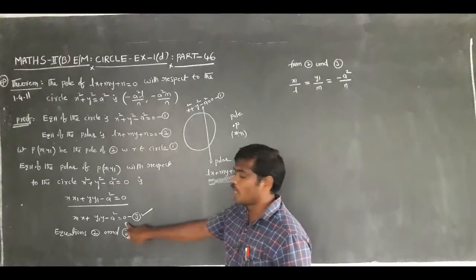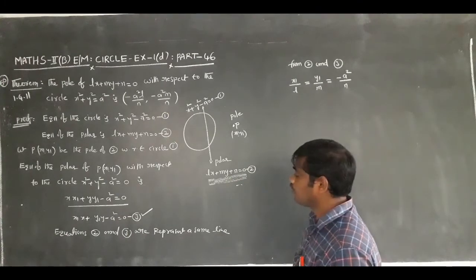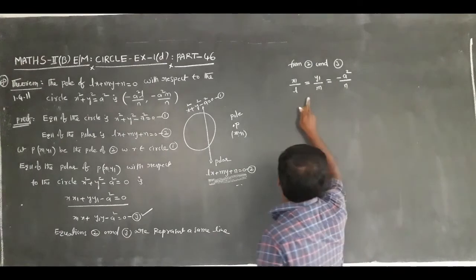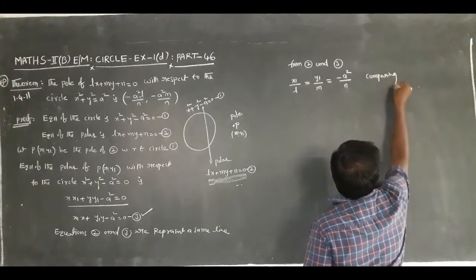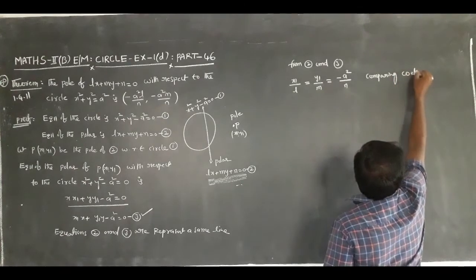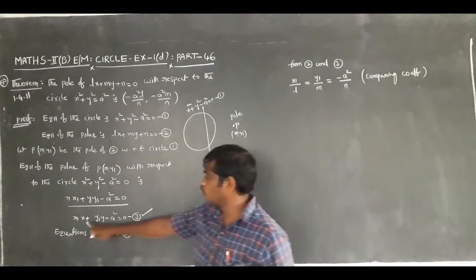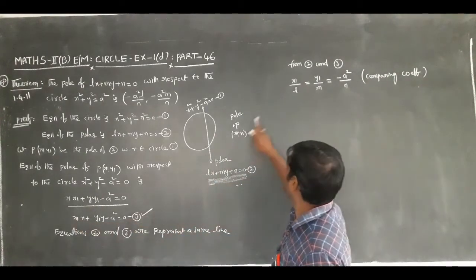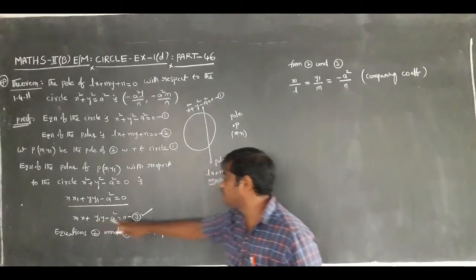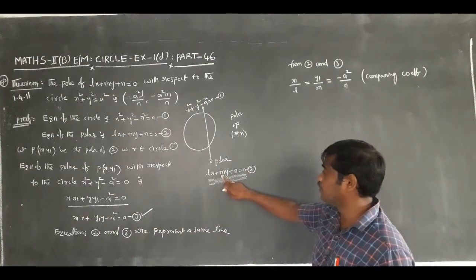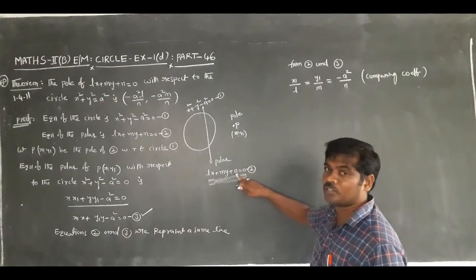Equations 2 and 3 represent the same line. Comparing coefficients. Here x coefficient x1 to x coefficient L, y coefficient y1 to y coefficient M, here constant −a² to constant N.